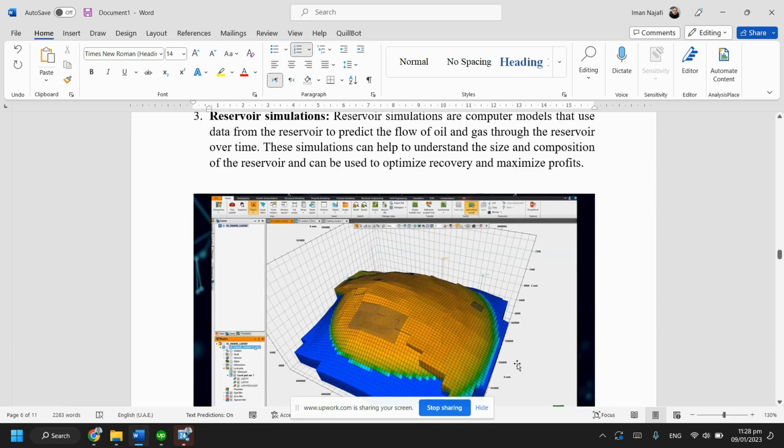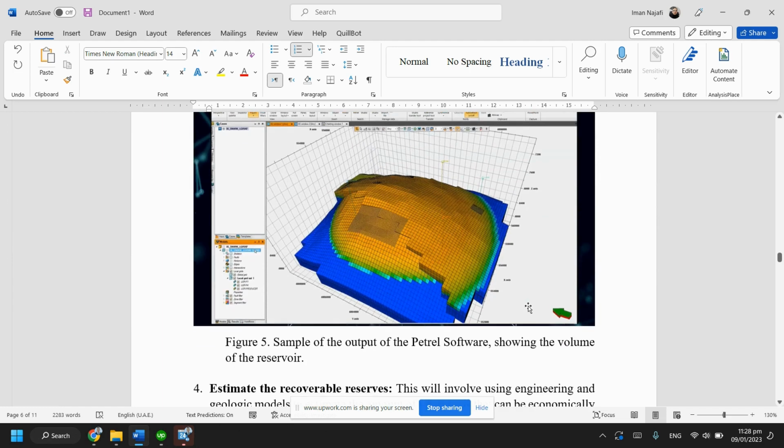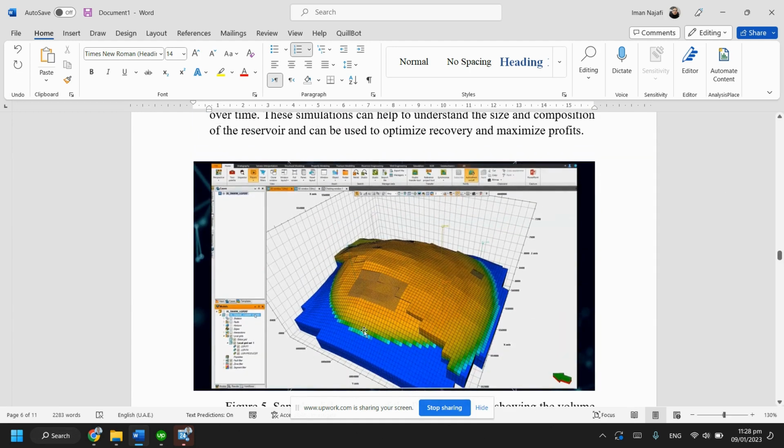And finally, with the software, it can be different types of softwares. It can be, again, Petrel, it can be CMG, it can be Eclipse. The technical people can make the analysis of how much is the volume of the oil and gas. So you see here, the red area shows the gas, the green area shows oil, and this blue area shows the water or aquifer water.